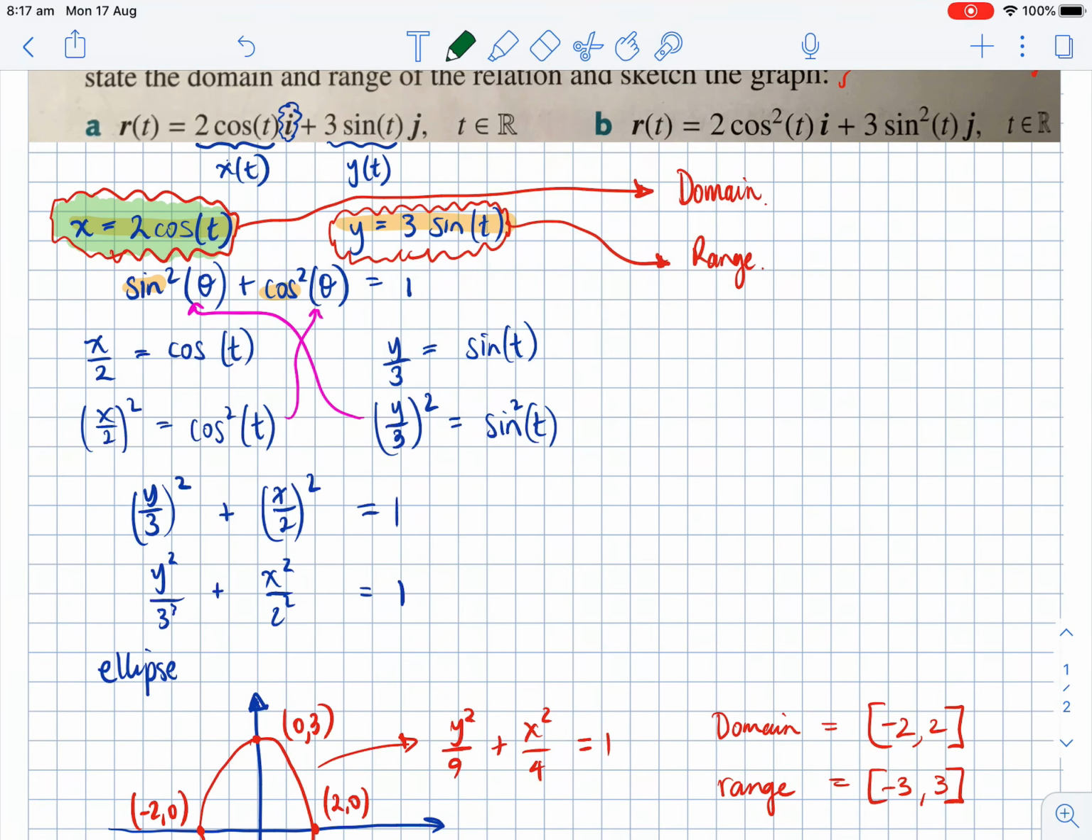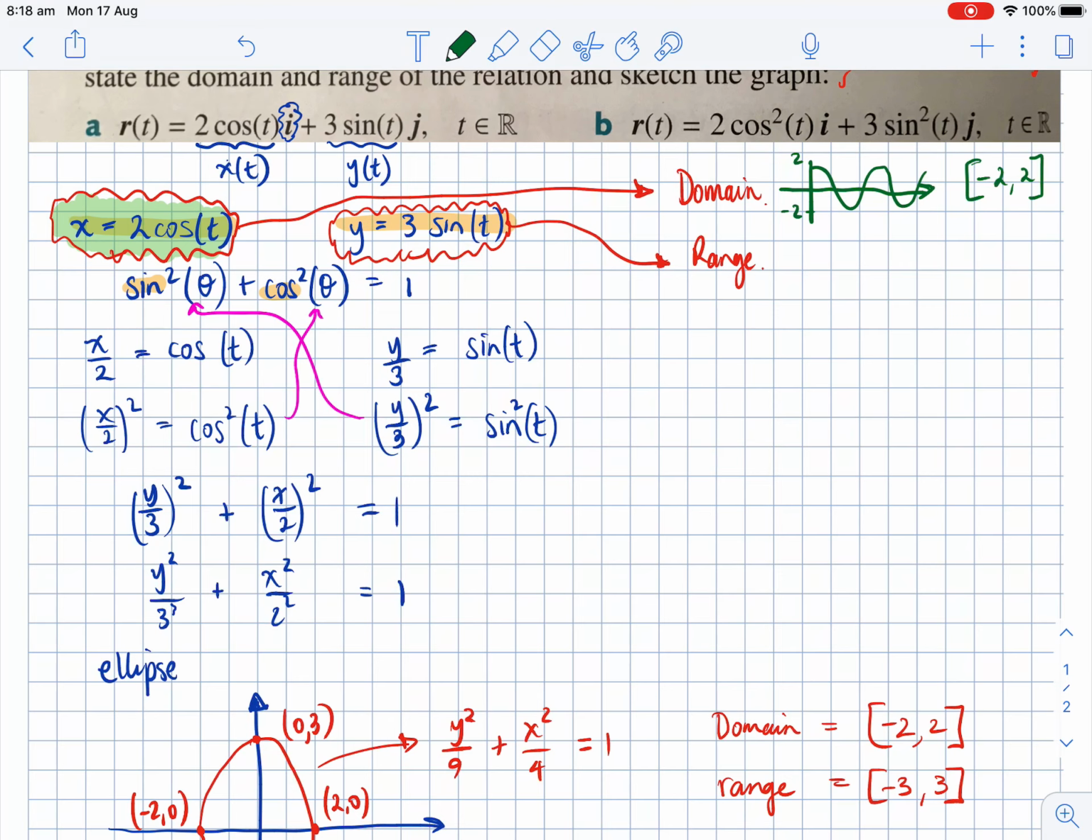If we think about the graph of 2 cos t really quickly, it's a cos graph, it goes like this, and it's going to have a maximum of 2 and a minimum of -2. So the outcomes, or the range, of that graph is simply -2 to 2. And the range of the x function becomes the domain of the Cartesian relationship.